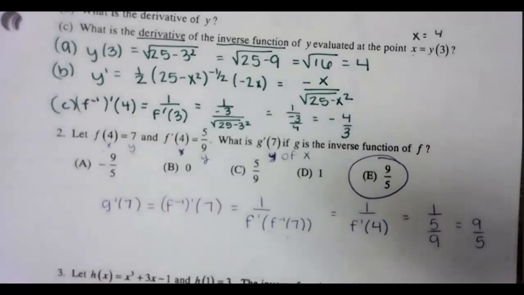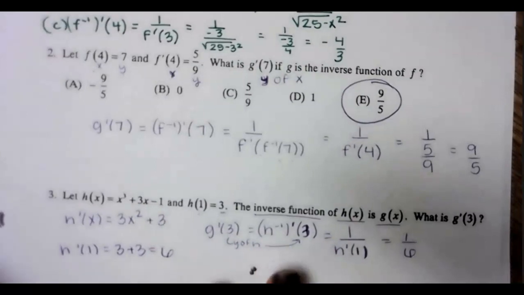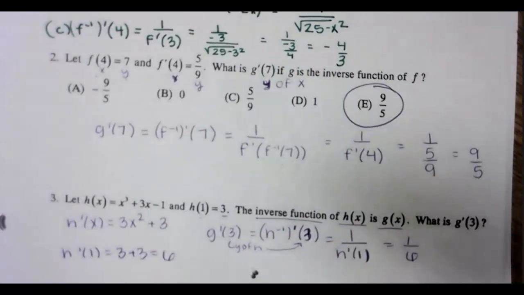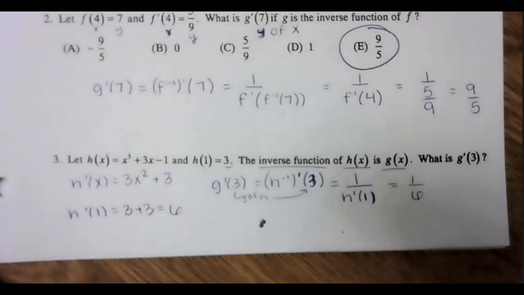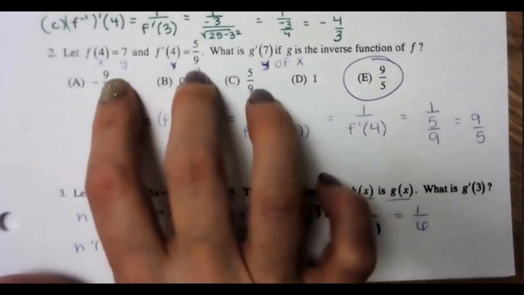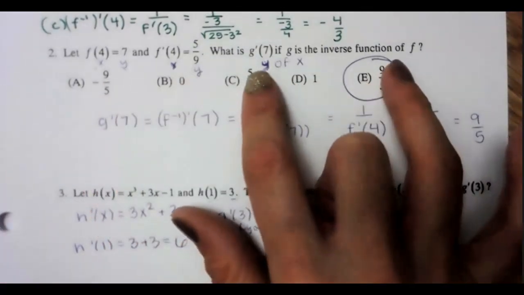Number 2 was letter E. A majority of the inverse questions on the AP exam will be multiple choice. They will be set up very similar to numbers 2 and 3, in which they give you a function, they give you points on that function, and then they ask you to create the relationship between them.